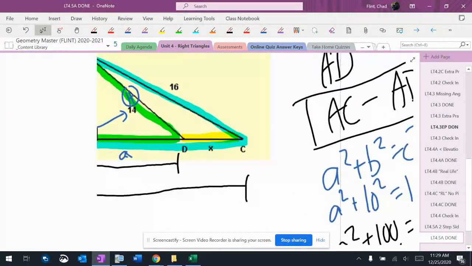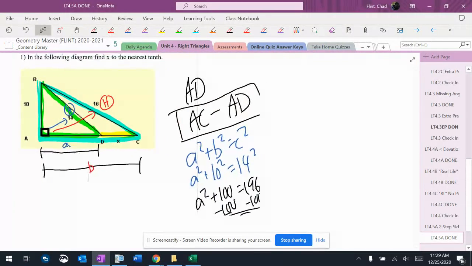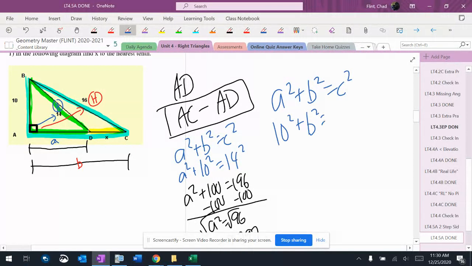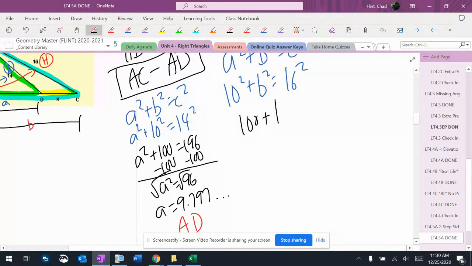Now I'm doing the same thing with the blue triangle. I gotta be a little careful here because it's hard. 14 has nothing to do with the blue triangle. The X actually has nothing to do with the blue triangle. But in this triangle, I have the hypotenuse right there. And then I'm going to call this side B for the blue triangle because I want to know A all the way over to C. I'm going to do Pythagorean theorem again because there's no angle to talk about. So I'll do A squared plus B squared equals C squared, which will give me 10 squared plus B squared equals 16 squared, which is 100 plus B squared equals 256.